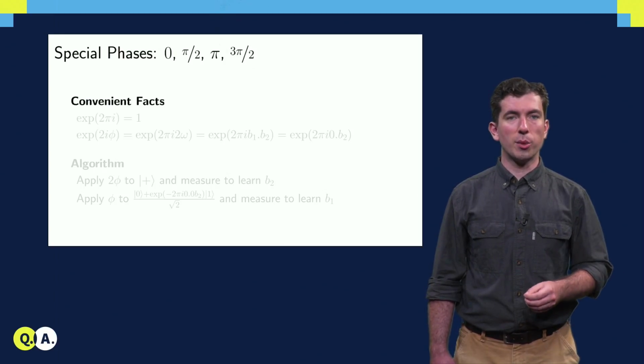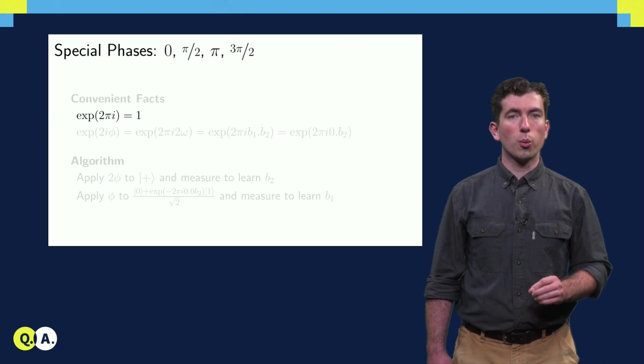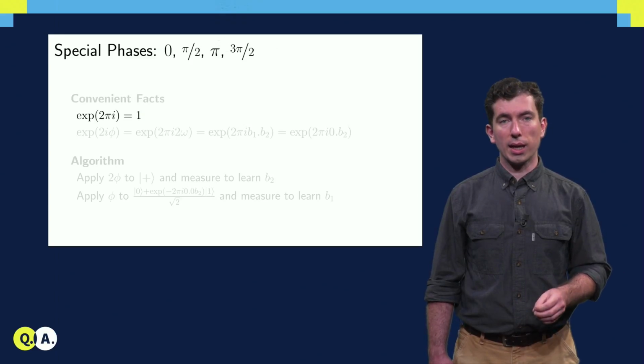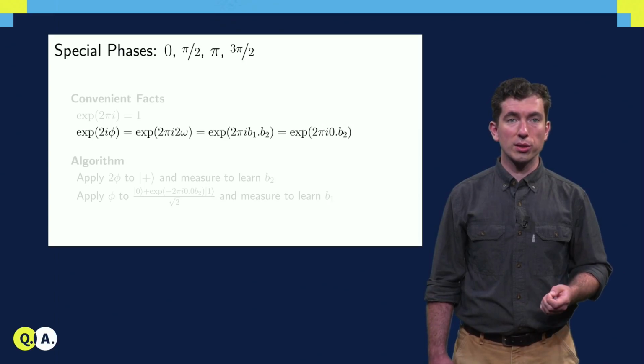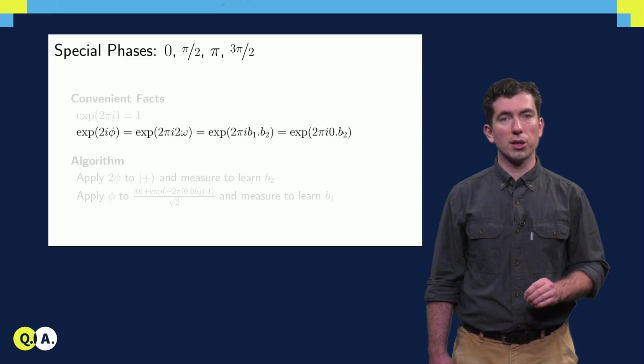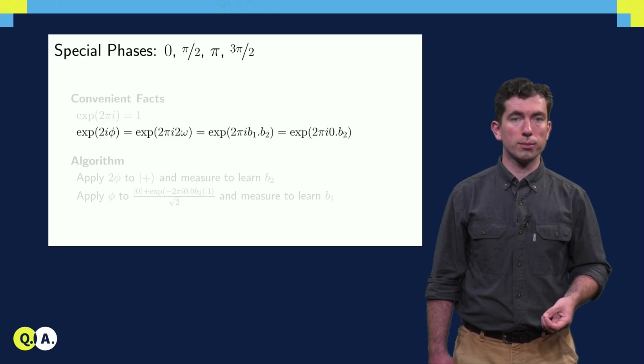Now we're ready to estimate phases that have one of four values: 0, pi/2, pi, or 3pi/2. There are a few convenient facts to discuss. First, we recall that e to the 2 pi i is 1. Next, we use this fact to derive that applying the four-valued phase twice gives us a two-valued phase, which is either 0 or pi, depending only on the value of b2.